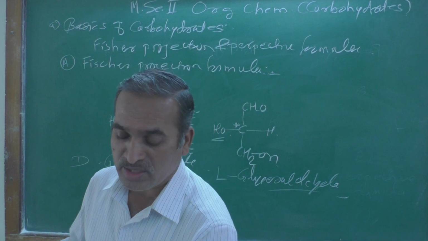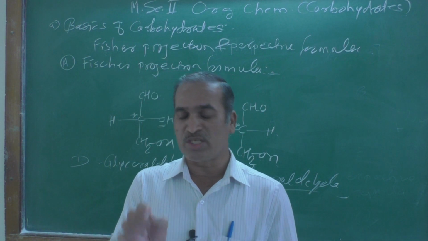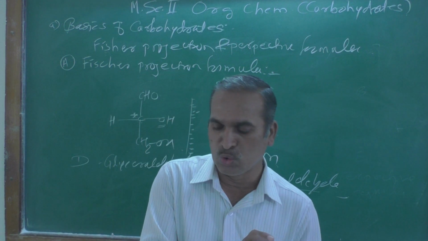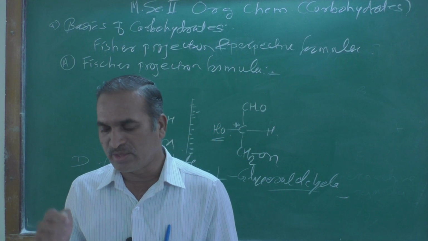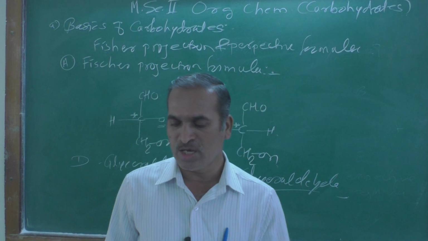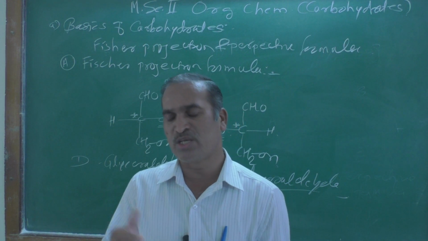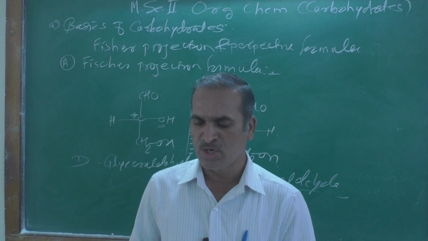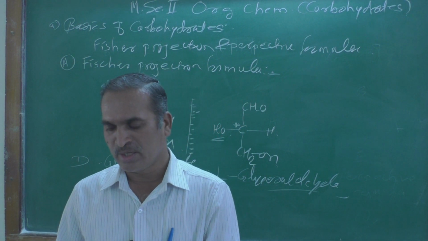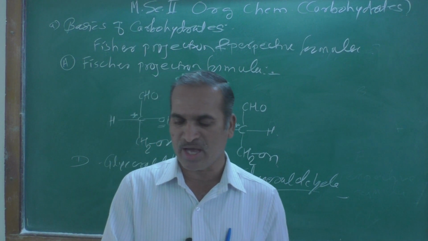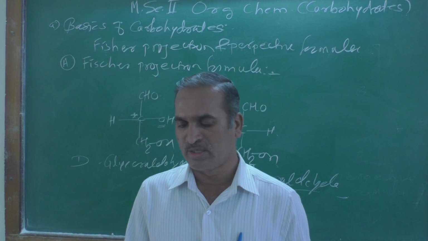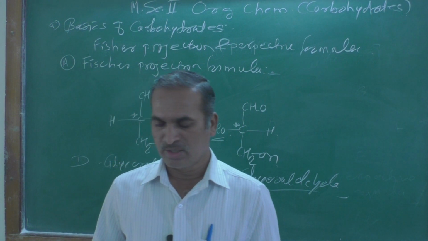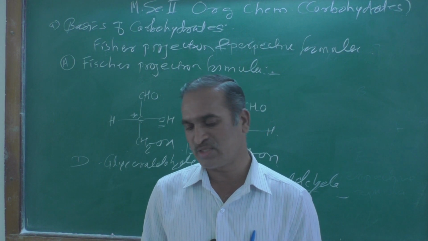Relative configuration, what does it mean? The configuration which is determined by comparing the configuration of the molecule with that of some arbitrarily chosen reference molecule is known as relative configuration. The reference compound chosen was glyceraldehyde. The molecule is placed in such a way that the CHO group is at the top and all carbons are in a vertical chain. The configurations are assigned as follows.